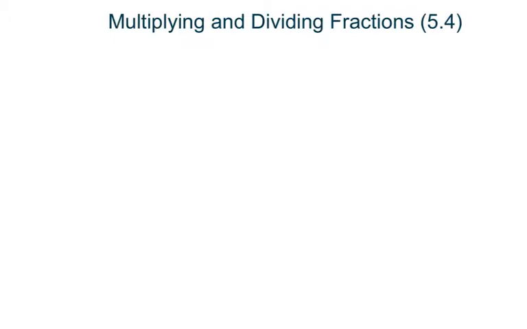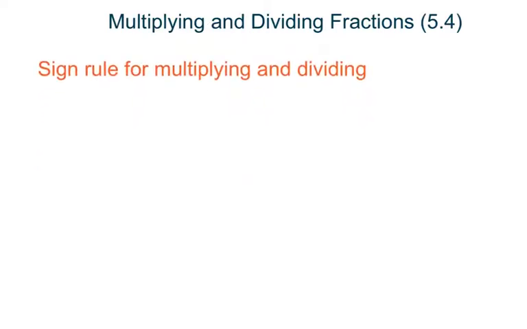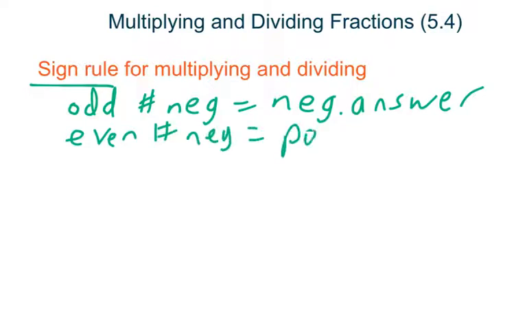Multiplying and dividing fractions. Let's talk about the sign of your answer. Our sign rule for multiplying and dividing is you just count the number of negatives. So if it's an odd number of negatives, we're going to get a negative answer. And if it's an even number of negatives, it's going to be a positive answer.